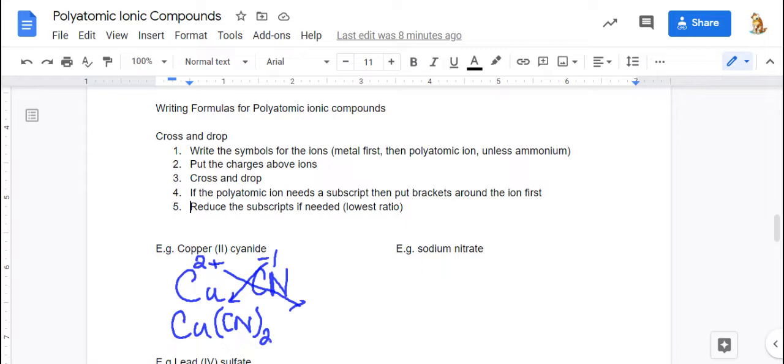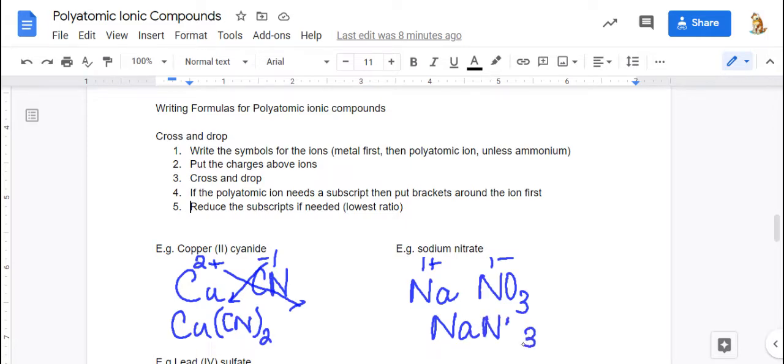Okay, sodium nitrate. Sodium is Na, and it's +1. Nitrate is 1-. Cross and drop. And each one of these ions has a subscript of 1, which we don't have to write. So it's just NaNO3.